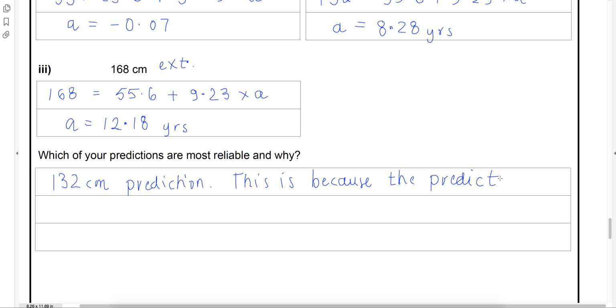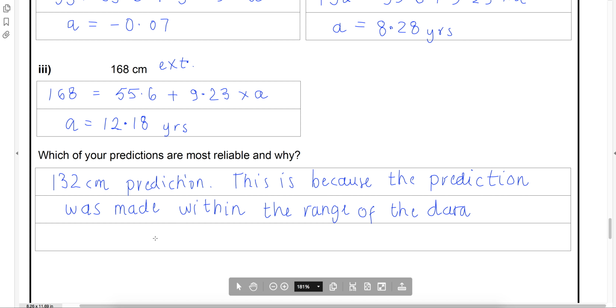The prediction was made within the data. You can use that word interpolation. Within the range of the data. You could even say that the others were extrapolation and they are less reliable. Therefore, interpolation.